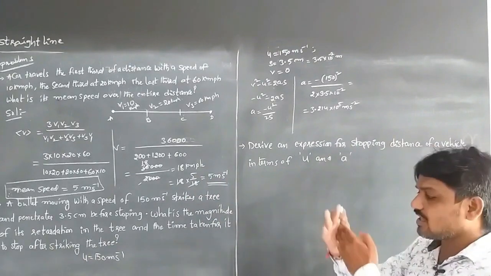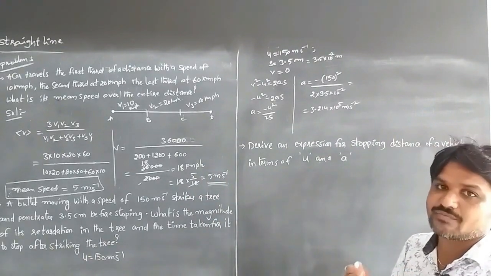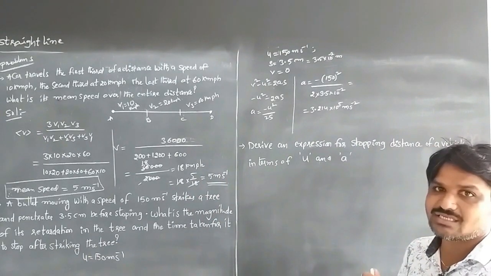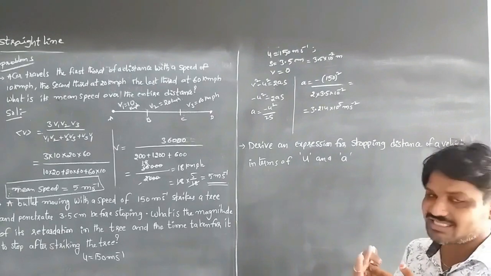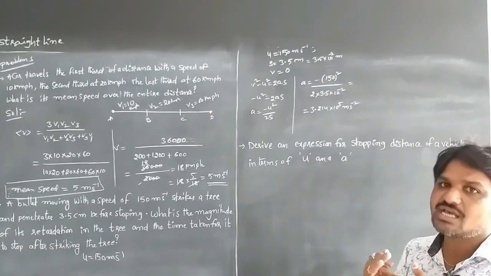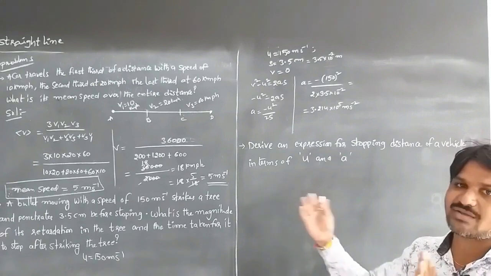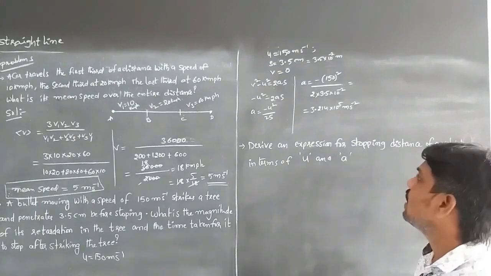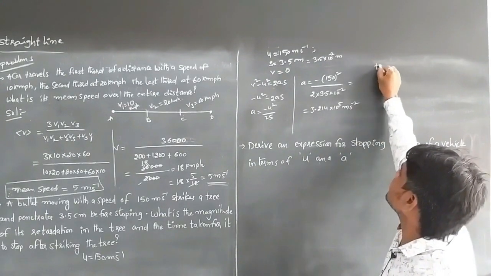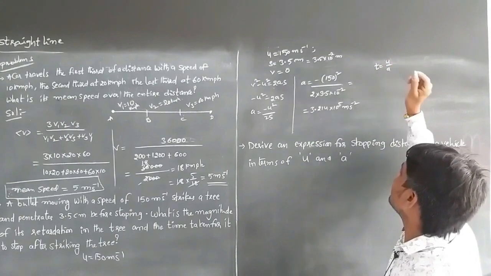After striking the tree, what is the time taken to stop? It means the stopping time: whenever the bullet penetrates the tree, the retardation starts, and we want the time the body takes to stop. Here the time is equal to u by a, the formula we have.